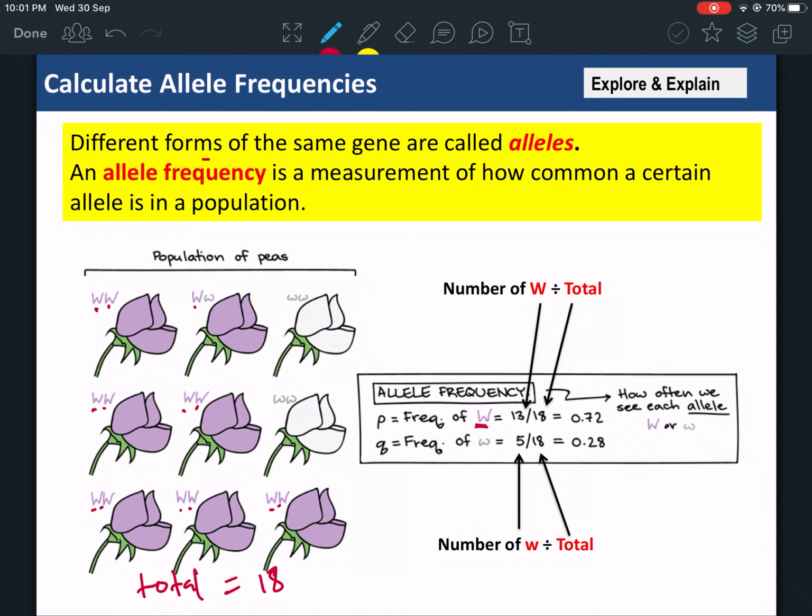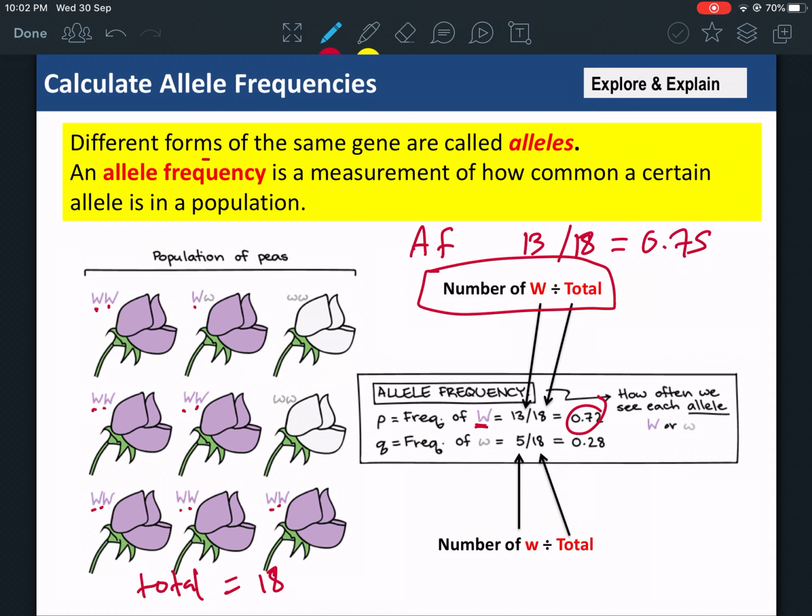So what you do is the number of big W divided by the total. So the number of big W is 13, like we counted, divided by the total, which is 18. Okay, and then you use a calculator and the answer is 0.72. So the allele frequency of the big W is 0.72.